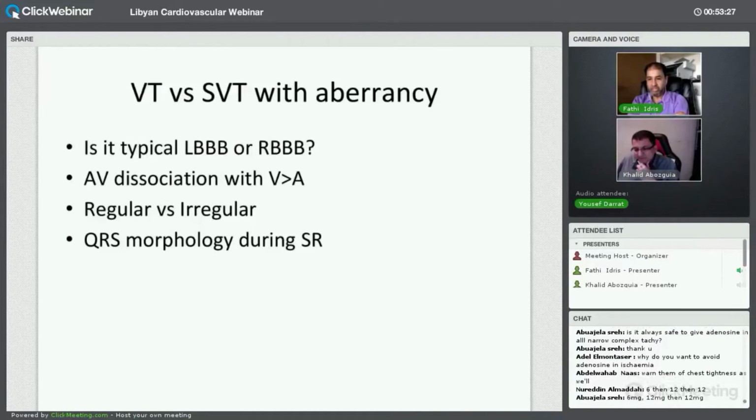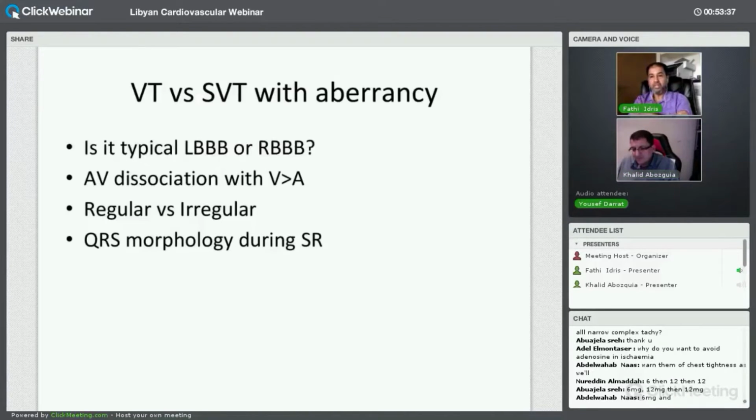Right, and Dr. Abdul Wahab pointed out the patient will feel chest tightness. That's true. And Dr. Mansour, why do you want to avoid adenosine in ischemia? If the patient is having active ongoing ischemia, usually you know the diagnosis, but if the patient has ischemic heart disease and is stable, I would still give adenosine, no problems. In fact, we use it to test for angina. It's almost like an adenosine stress test. So if the patient has ongoing ischemia, probably not. I think the dose would be 6 milligrams, then 12, and then 12.